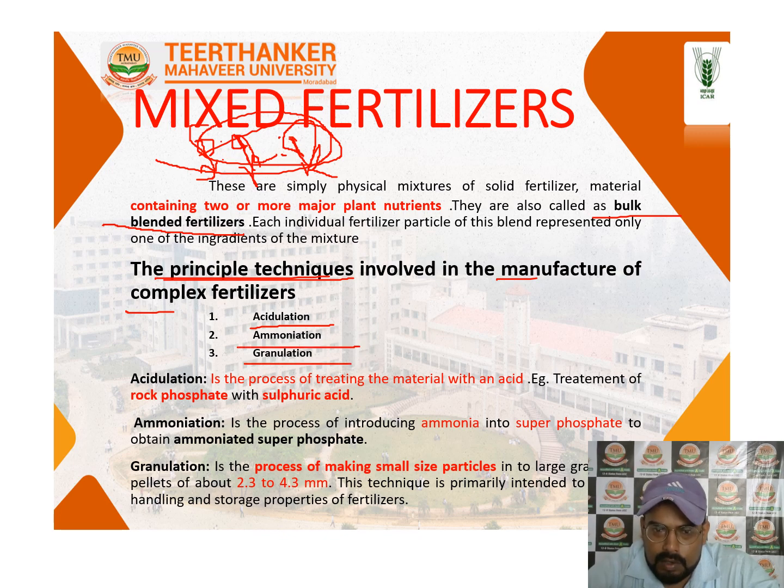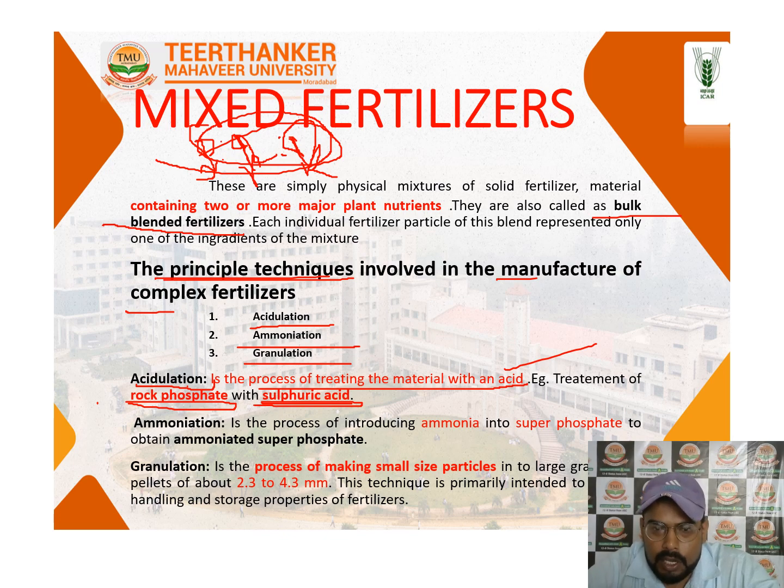What is acidulation? Acidulation is the process of treating a material with acid. If any material is treated with acid, that is called acidulation. An example is the treatment of rock phosphate with sulfuric acid. This is the perfect example for acidulation.